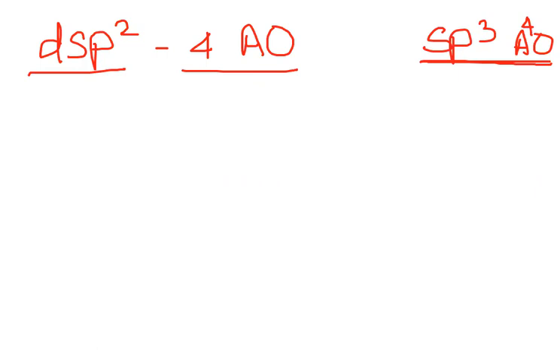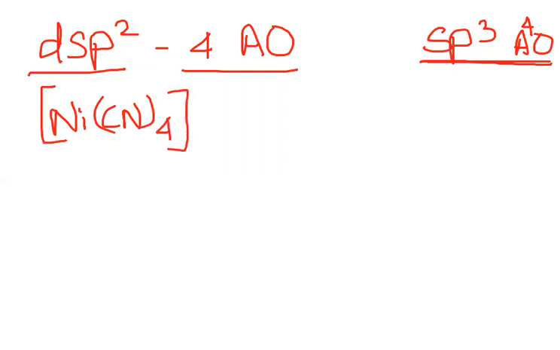But when it comes to dsp2, again four atomic orbitals are included, but it is going to be a square planar structure. Now, to understand the dsp2 hybridization, one of the best examples that we can take up here is the formation of the nickel cyanide [Ni(CN)4]2- ion. That is a complex ion of nickel, the tetracyanonickelate ion.